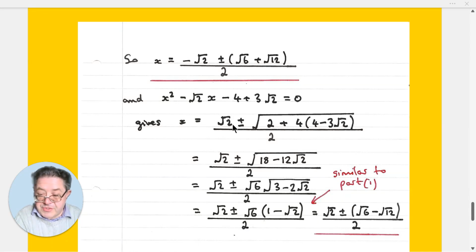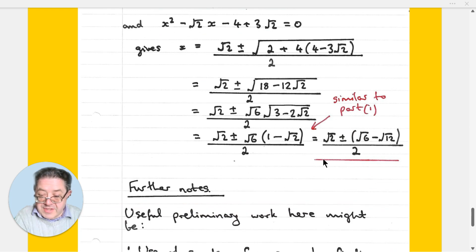We do the same for the other quadratic. This time we have root 2 plus or minus the square root of 2 plus 4, 4 take 3 root 2 over 2, and we're square rooting 3 take 2 root 2. Analogously to part 1, that gives us 1 take root 2, so we get the final answer of root 2 plus or minus root 6 take root 12 over 2. So we have 4 distinct solutions to this quartic equation which are expressed in terms of root 2, root 6 and root 12.